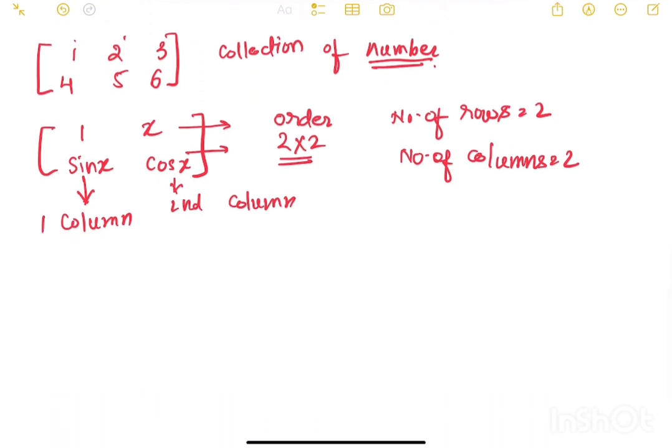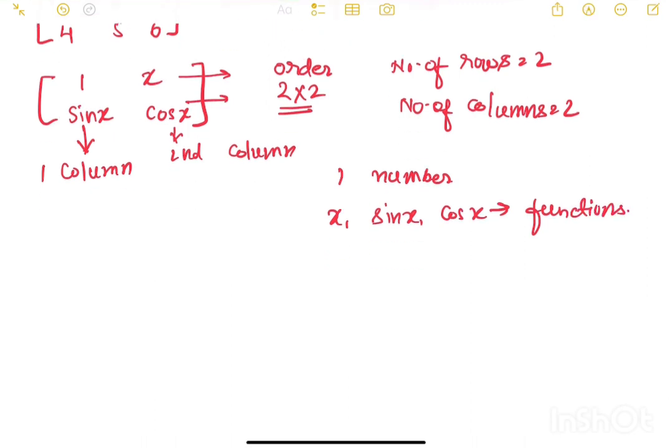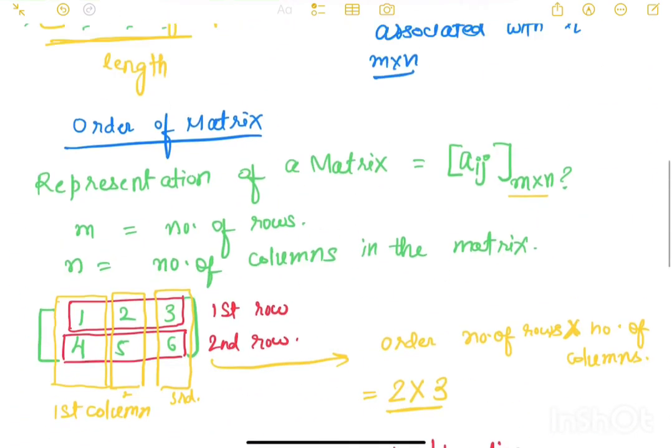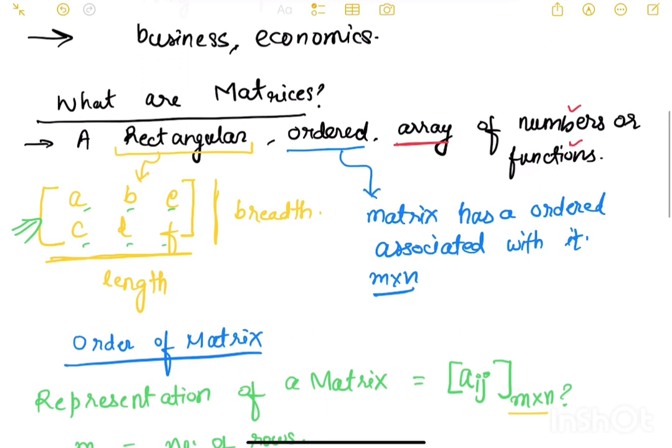Now what is this? 1 is a number, x, sin x, cos x. Now these are functions, right? We know that. So this is an example of a collection of numbers and functions. So I hope the definition is pretty much clear, that a matrix is a rectangular ordered array of numbers and functions.